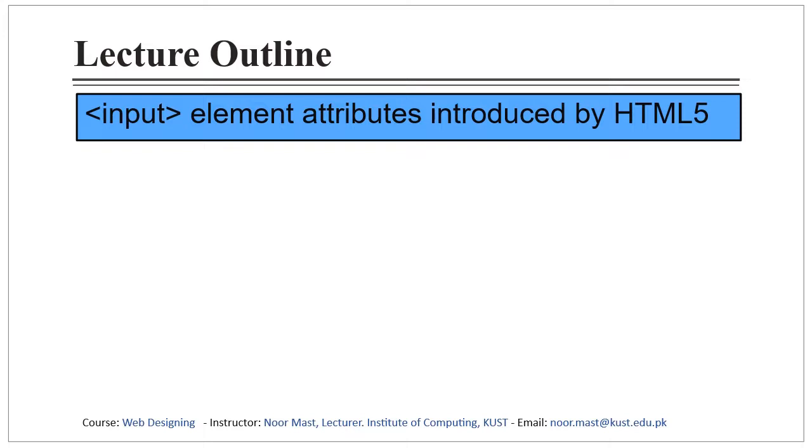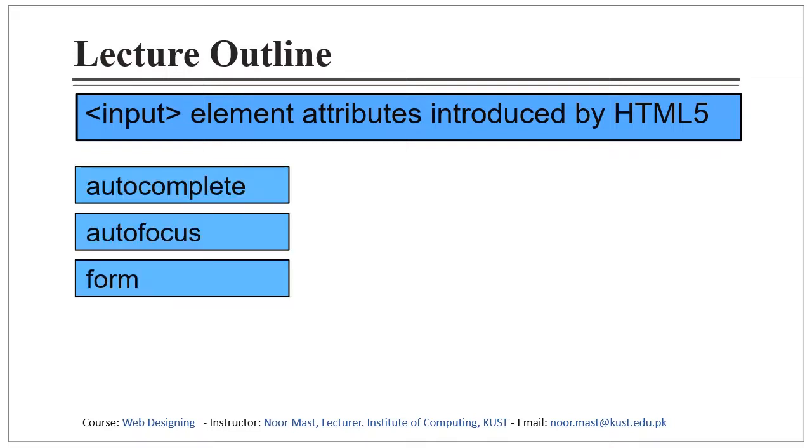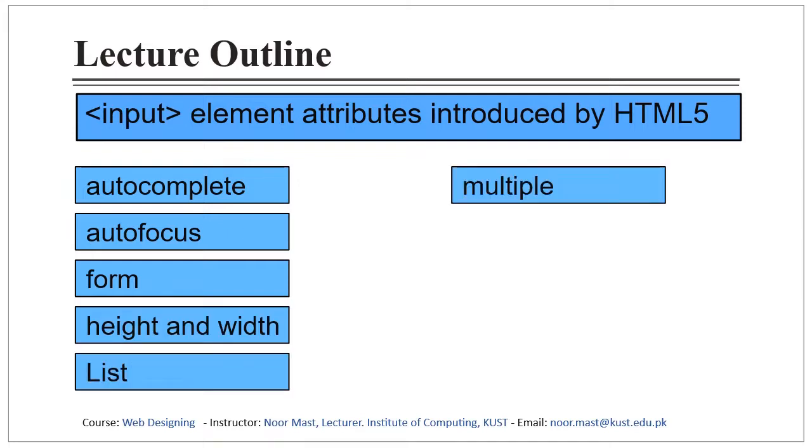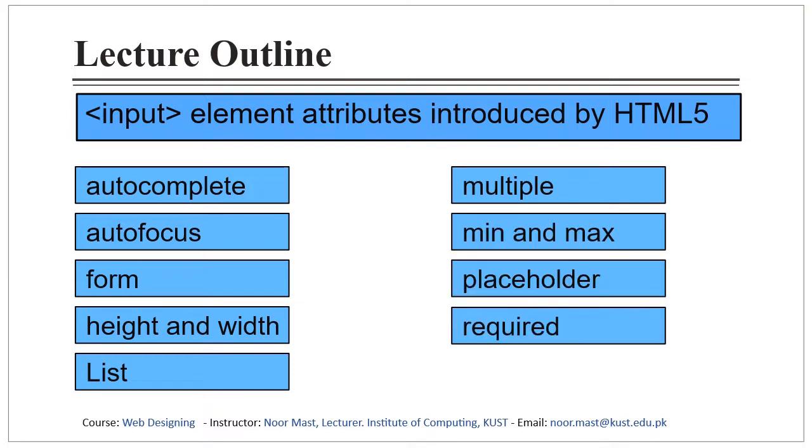In this video, I will cover the attributes of input elements introduced by HTML5. The attributes which I want to cover in this lecture are autocomplete, autofocus, form, height and width, list, multiple, min and max, placeholder, required and pattern. So let's start with autocomplete first.